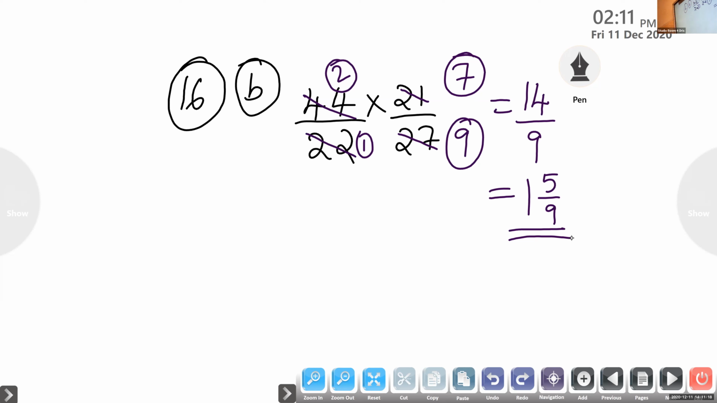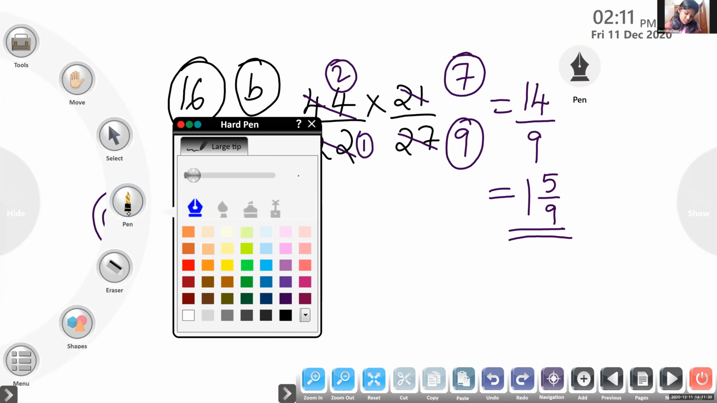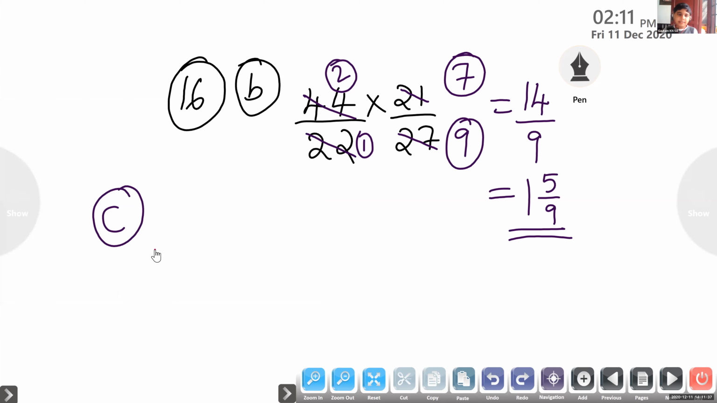So when you do divide, you will get the answer in the mixed fraction. Okay, children, continue question number C. Don't say the answers aloud. Let all of you do it alone. Let every child do it alone.